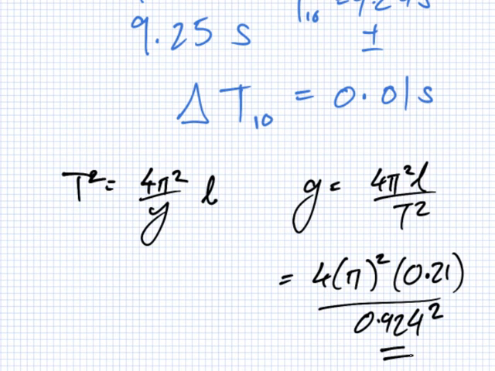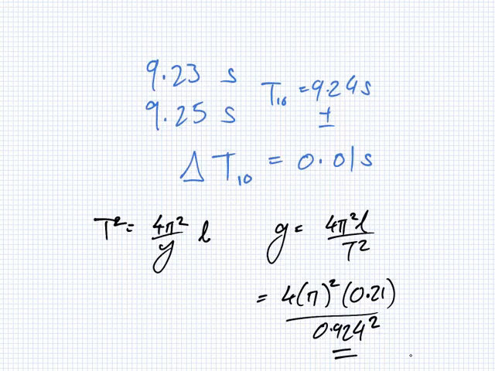0.924, yeah, because 9 was for 10; we wanted 1 in the formula. 9.71. It's not even close. What? 9.78, that's what it is. 9.71 off of one measurement. You're supposed to do this 10 times and make a graph. And anyways, it might not have been exactly 21.